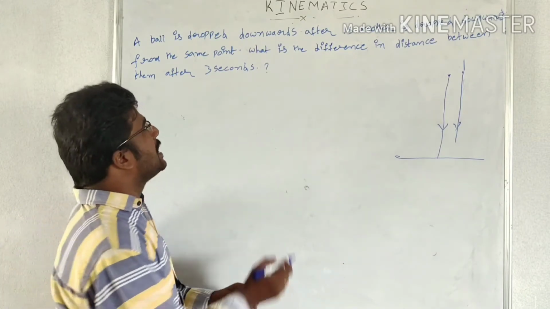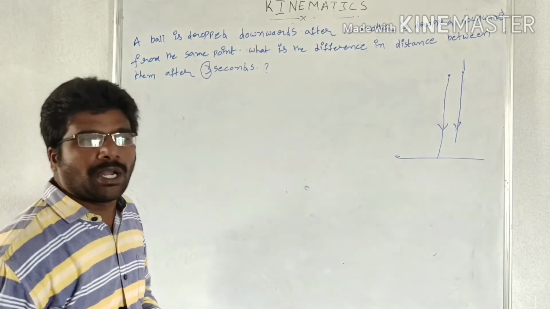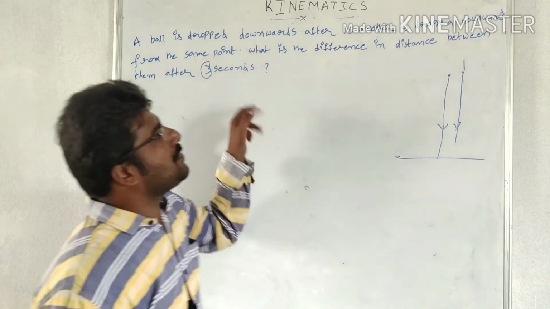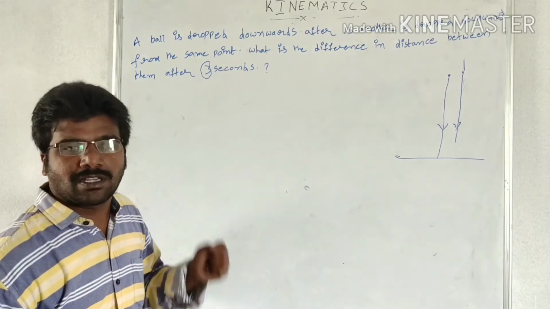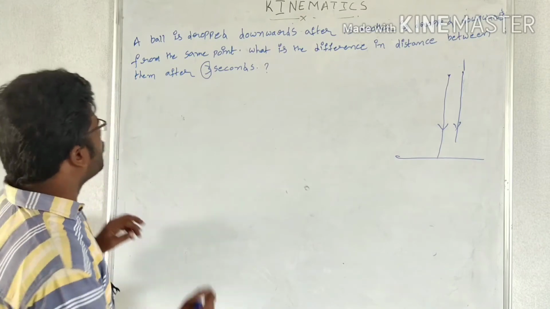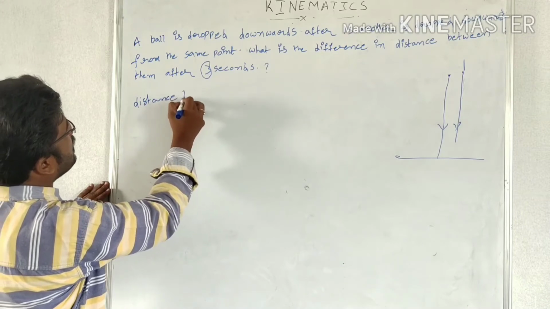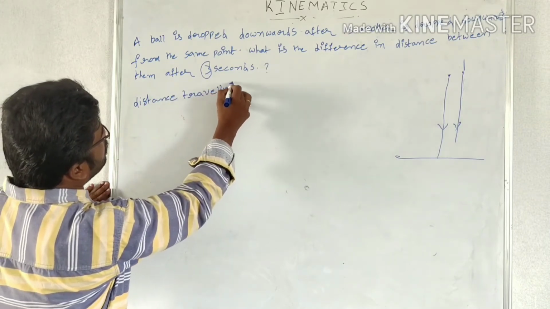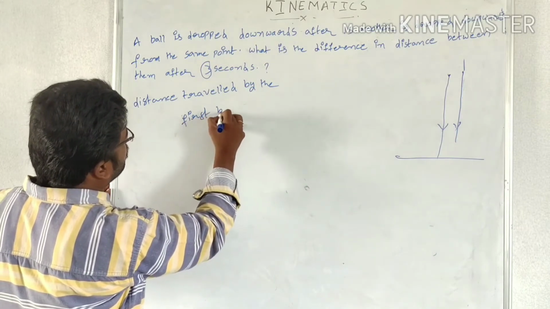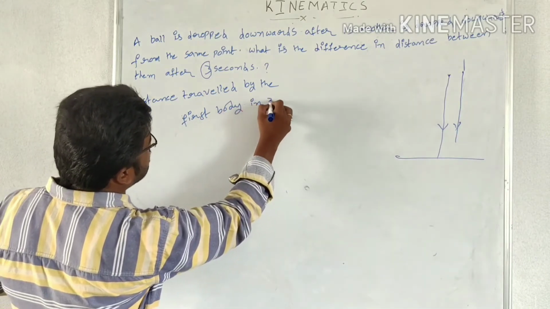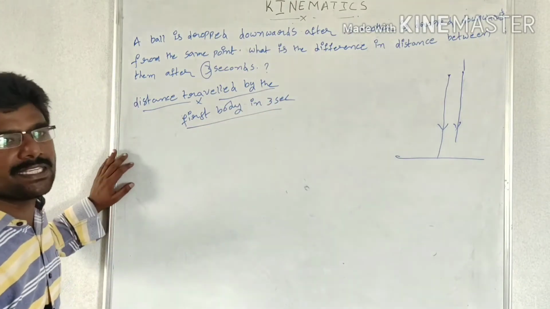Why? Here the total time is given as 3 seconds. But the second ball is dropped 1 second after the first ball. So the time for the second body will be 2 seconds. And the time for the first body will be 3 seconds. So first we are going to calculate the distance travelled by the first body in 3 seconds.